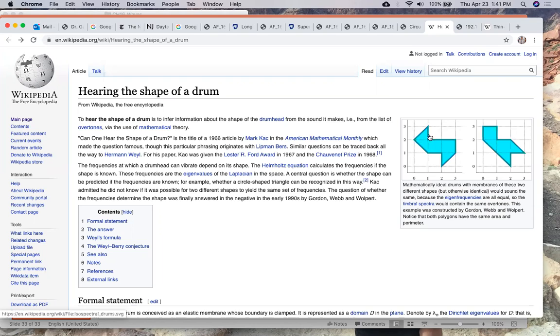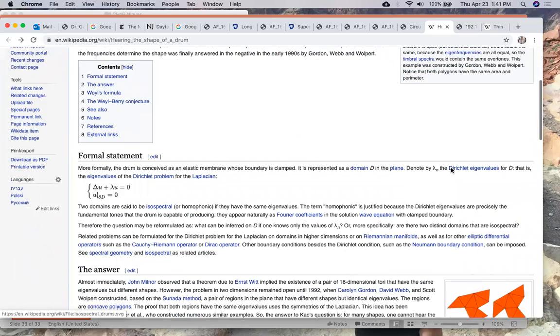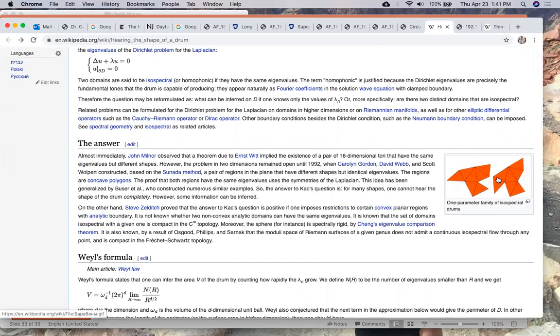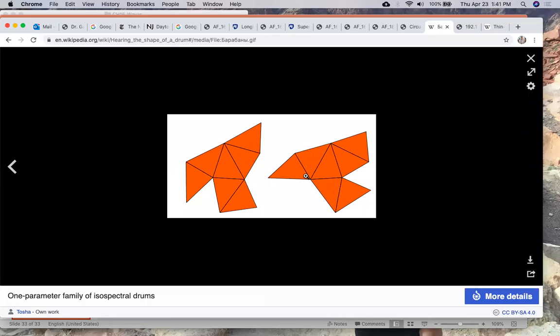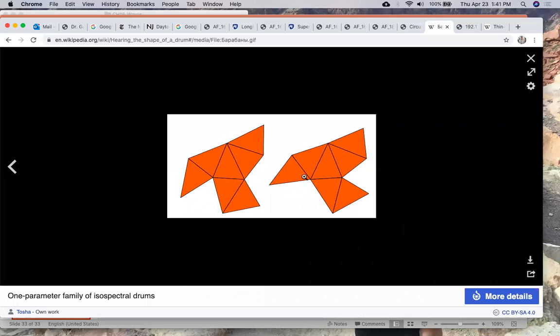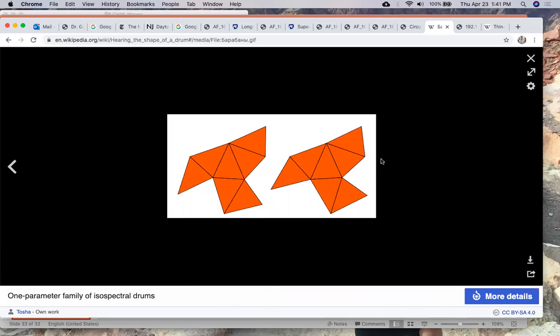And it turns out that these two drum heads have the same perimeter and the same area. And here is a series of drum heads that have the same eigenfrequencies, so you couldn't tell those apart. So for instance, you can change the shape. This is how the shape of the drum head can change, and they would produce the same frequency.